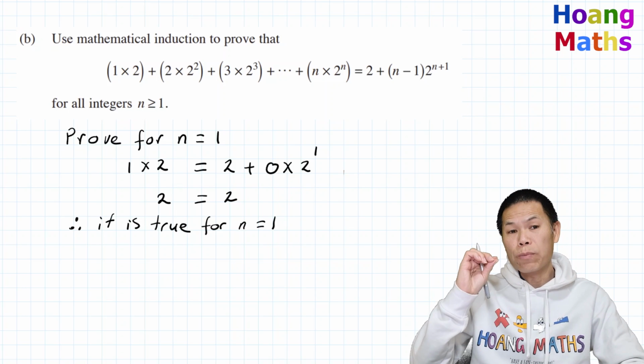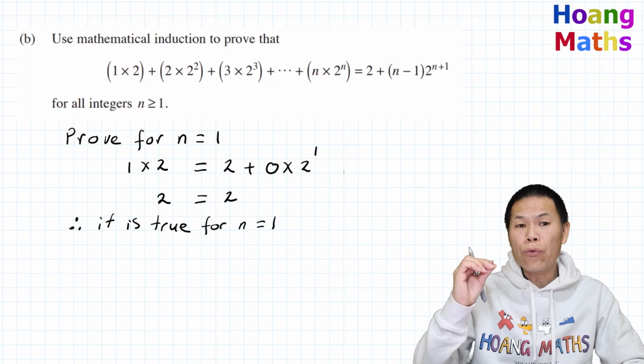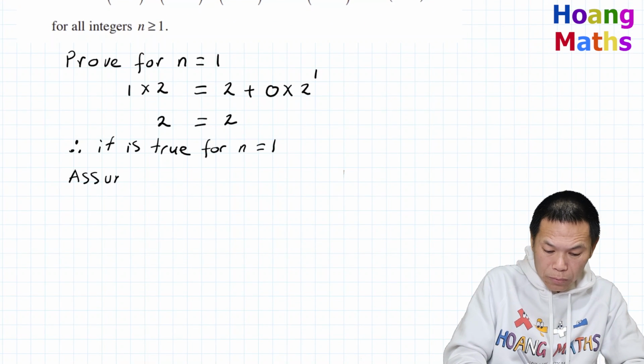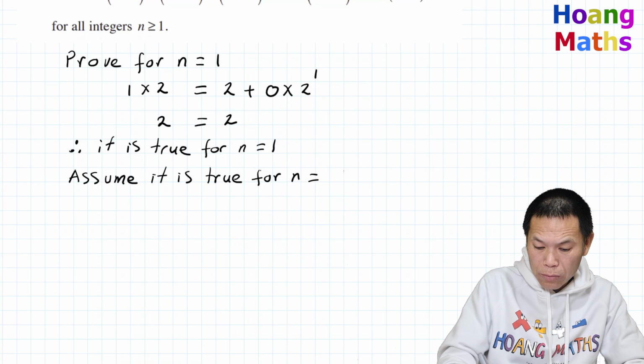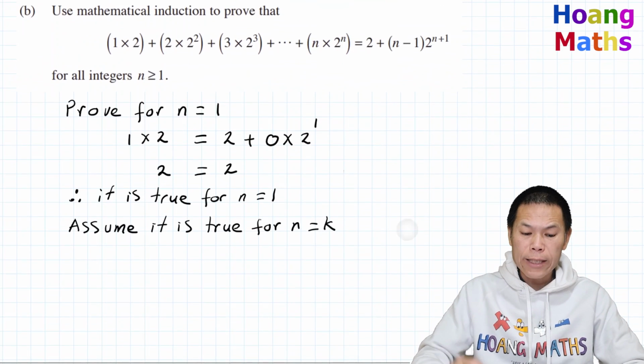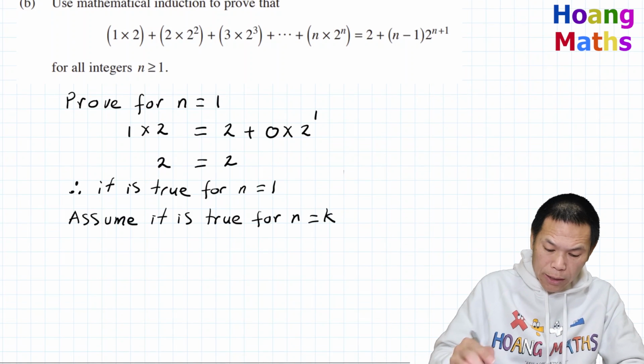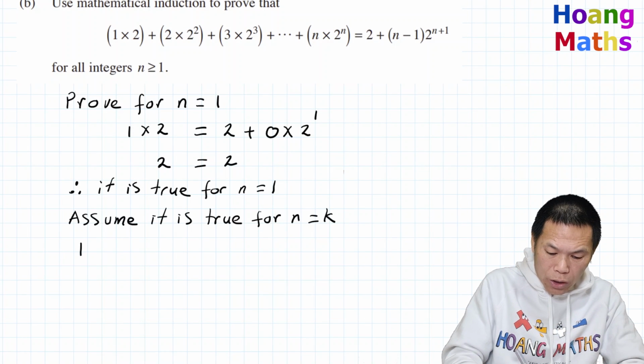Now we assume that the statement is true for n equals k. Let me write this down. This means that we replace n with k, so that is 1 times 2.